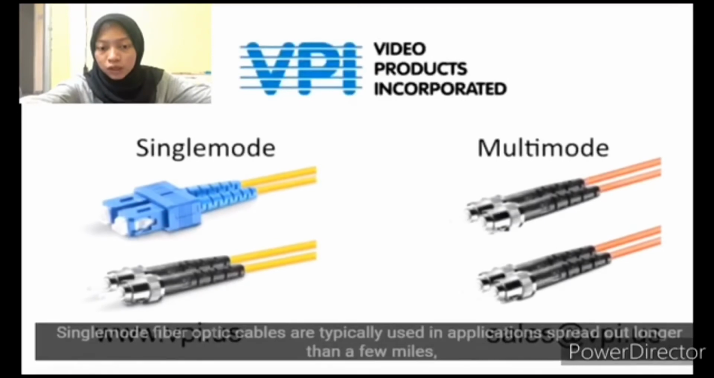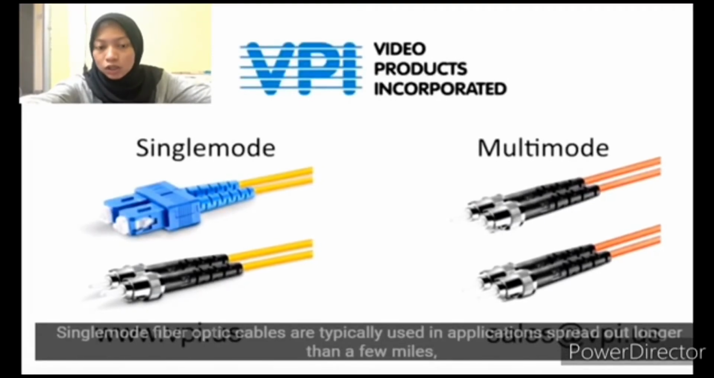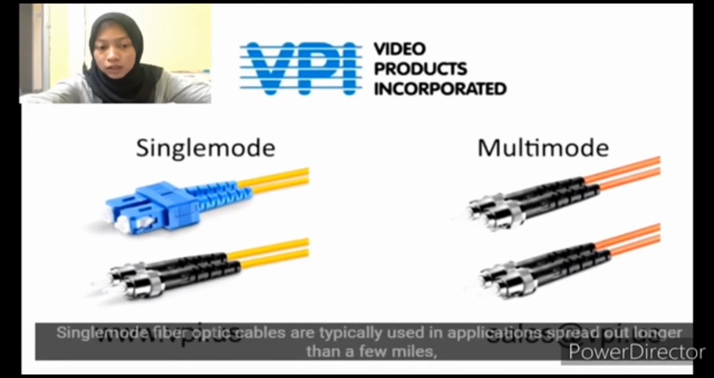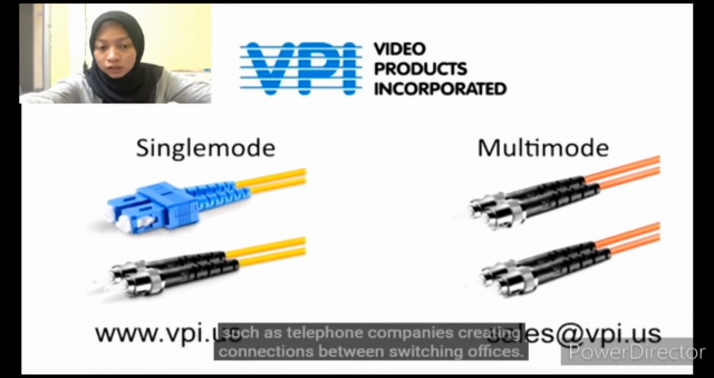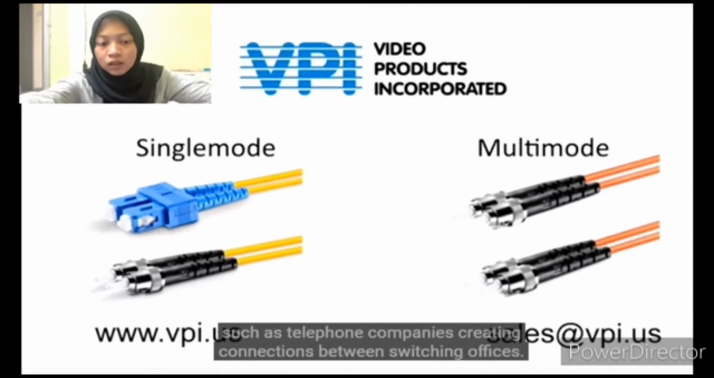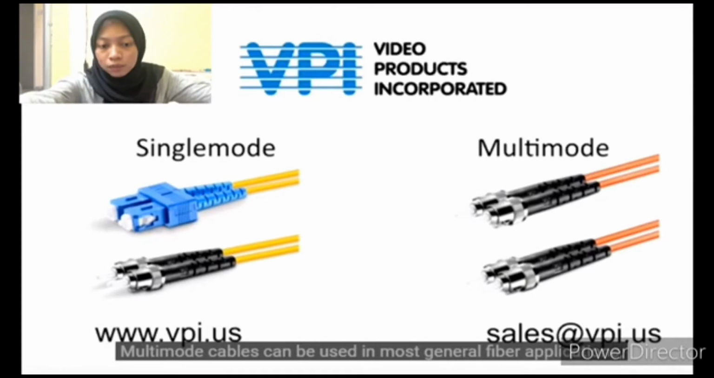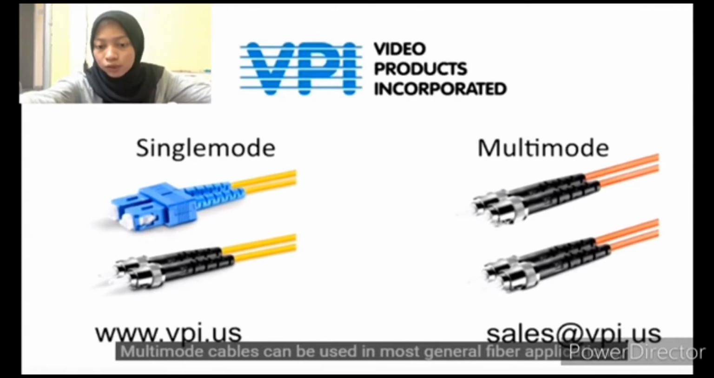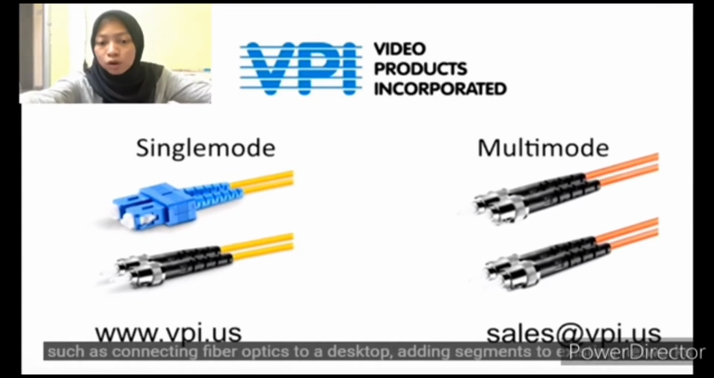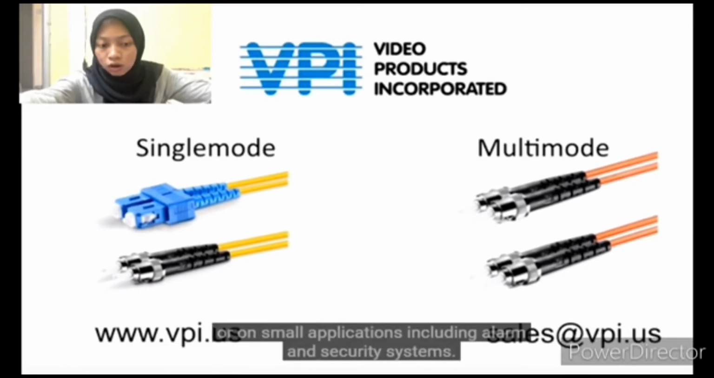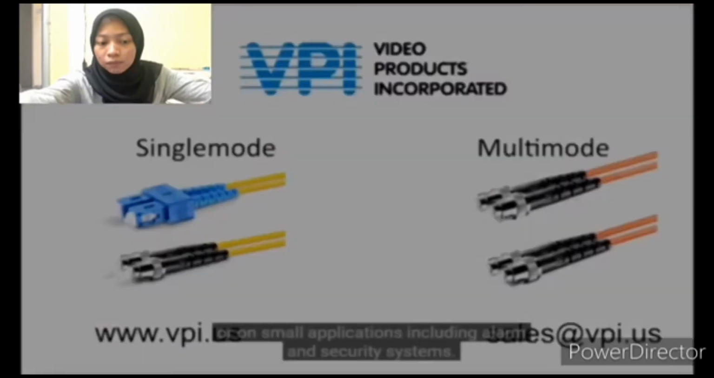Single mode fiber optic cables are typically used in applications spread out longer than a few miles, such as telephone companies, or connections between switching offices. Multi-mode cables can be used in more general fiber applications, such as connecting fiber optic to the desktop, adding a segment to an existing network, or in small applications including alarm and security systems.